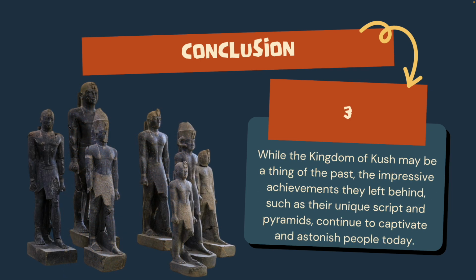And the image on the left is an engraving of what Queen Amanirenas looked like. And finally, while the Kingdom of Kush may be a thing of the past, the impressive achievements they left behind, such as their unique script and pyramids, continue to captivate and astonish the world today.